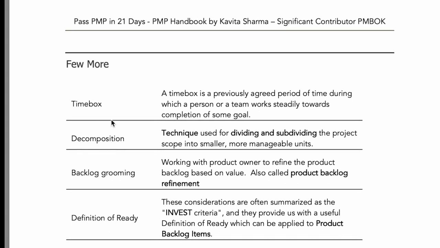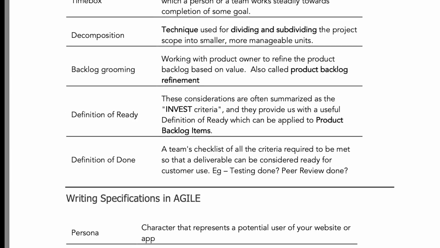We also discussed the concept of time box, a previously agreed time during which the team works to complete the goal. Time box is a predefined time, and that's the basic difference between the new modern agile way of developing and the predictive way. Decomposition, you guys know. Backlog grooming, you guys know. DOR, DOD, we discussed it in detail.